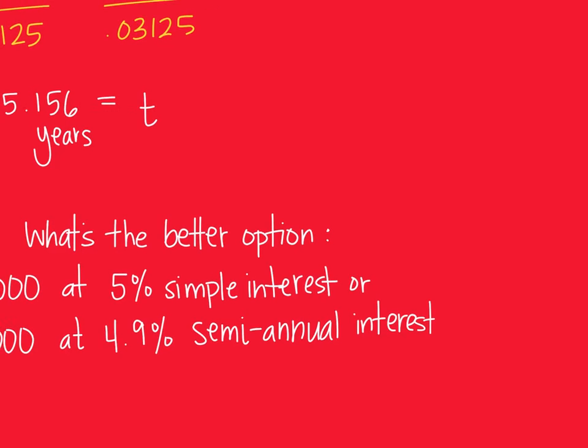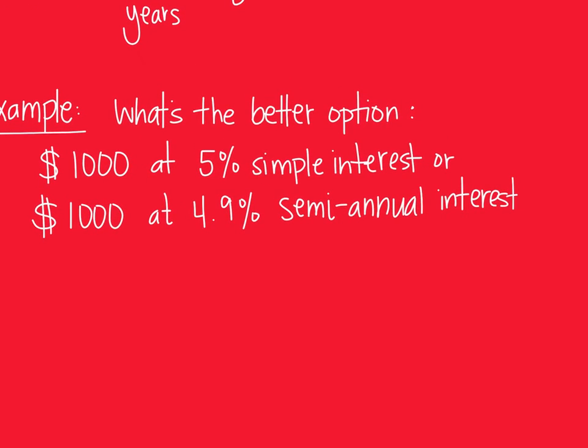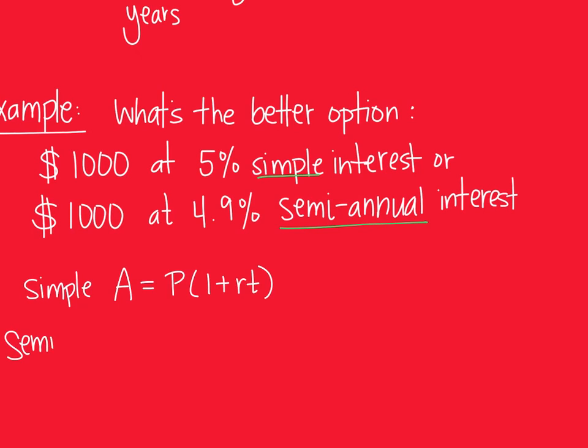All right, so those are your 2 situations. So you have 2 different formulas. Of course, the word simple tells you which one to do for simple. With semi-annual, you're going to use a different one. So the simple, of course, would be A equals P(1 plus rt). The semi-annual is a repeated amount of time. And so for the semi-annual, you'll use A equals P(1 plus r over k) to the kt.